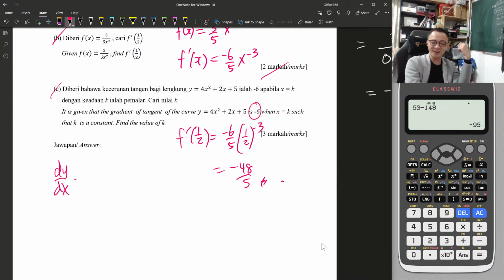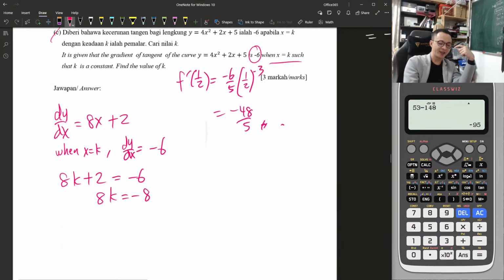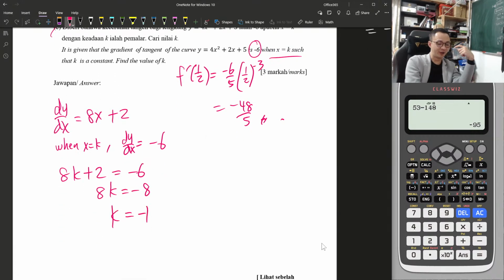So dy dx is 8x plus 2. So I need to sub the x value into it in order to get the tangent. So when x equals k, my dy dx will be negative 6, isn't it? Alright, so therefore 8k plus 2 equals negative 6. 8k equals negative 8. k equals negative 1. Done. Okay?